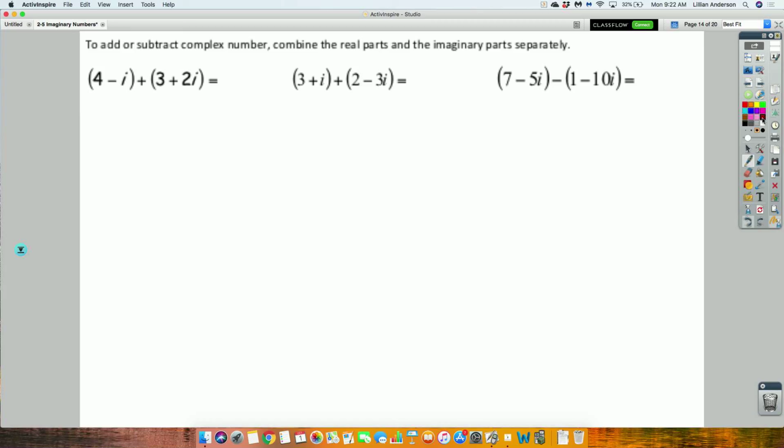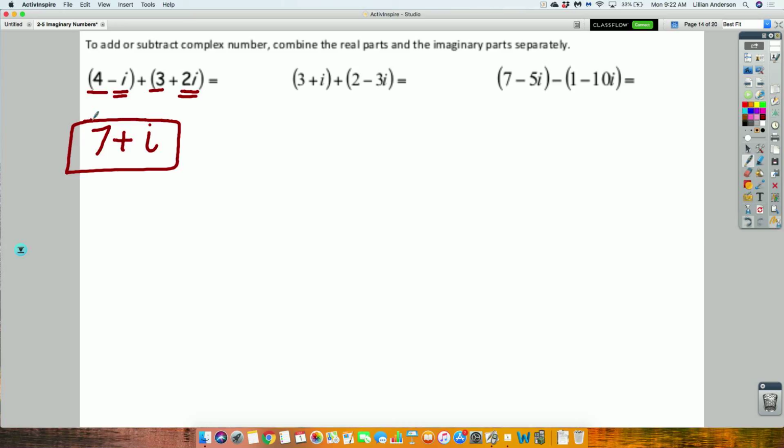I have 4 minus i plus 3 plus 2i. I'm going to add 4 with what number? 3. What's 4 plus 3? 7. And then I'm going to add negative i with 2i. And that's just going to become what? No, we're adding, not multiplying. It's just going to become a positive 1i. And that's our answer. So when we're combining these, it's almost like we're just adding the coefficients.